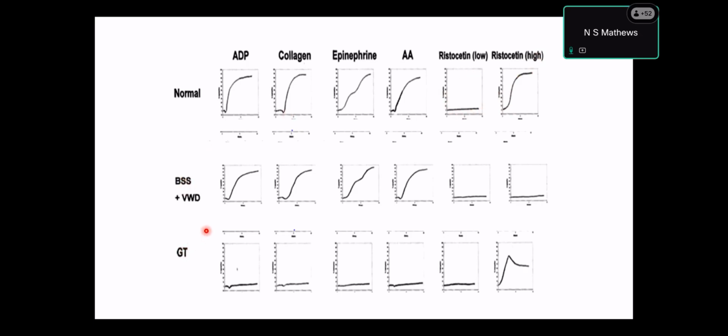In BSS, Bernard-Soulier syndrome, or in VWD, we know that there is a problem with platelet adhesion. So platelets do not adhere to the substitute collagen with ristocetin. Therefore, even with high dose ristocetin, you will find no response. Whereas to all the other agonists which are responsible for aggregation, usually there is no problem. But ristocetin will not. There will be no aggregation, I mean, no response to ristocetin at all in BSS or VWD.